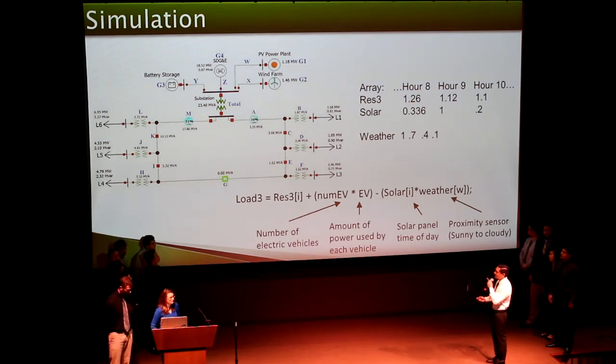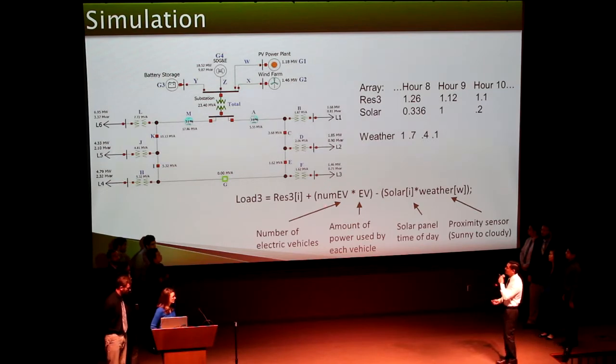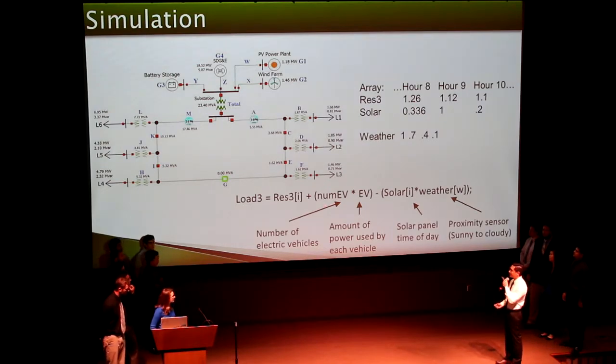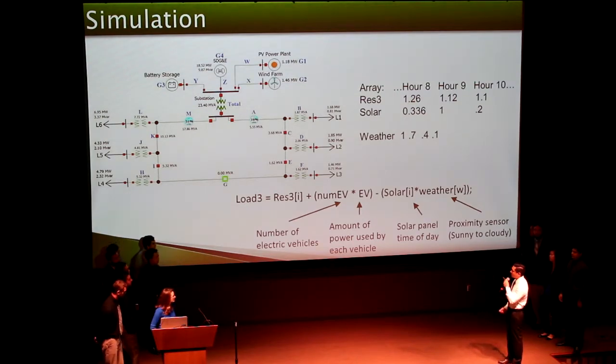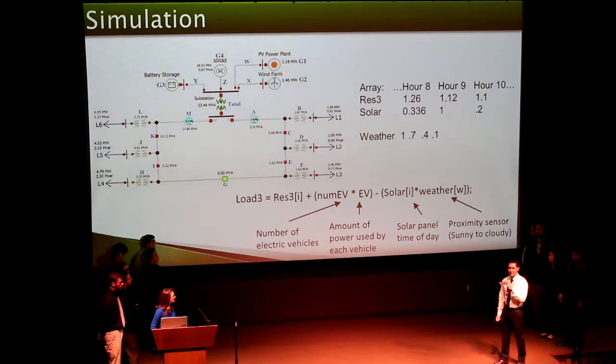For Res 3, that's the value of the load at each hour. NumEV is the number of electric vehicles that are enabled on the grid. EV is the power consumed by each vehicle. Solar is the strength of the sun throughout the day. And weather is the multiplier of solar, where 1 represents a sunny environment and 0.2 represents a cloudy one.